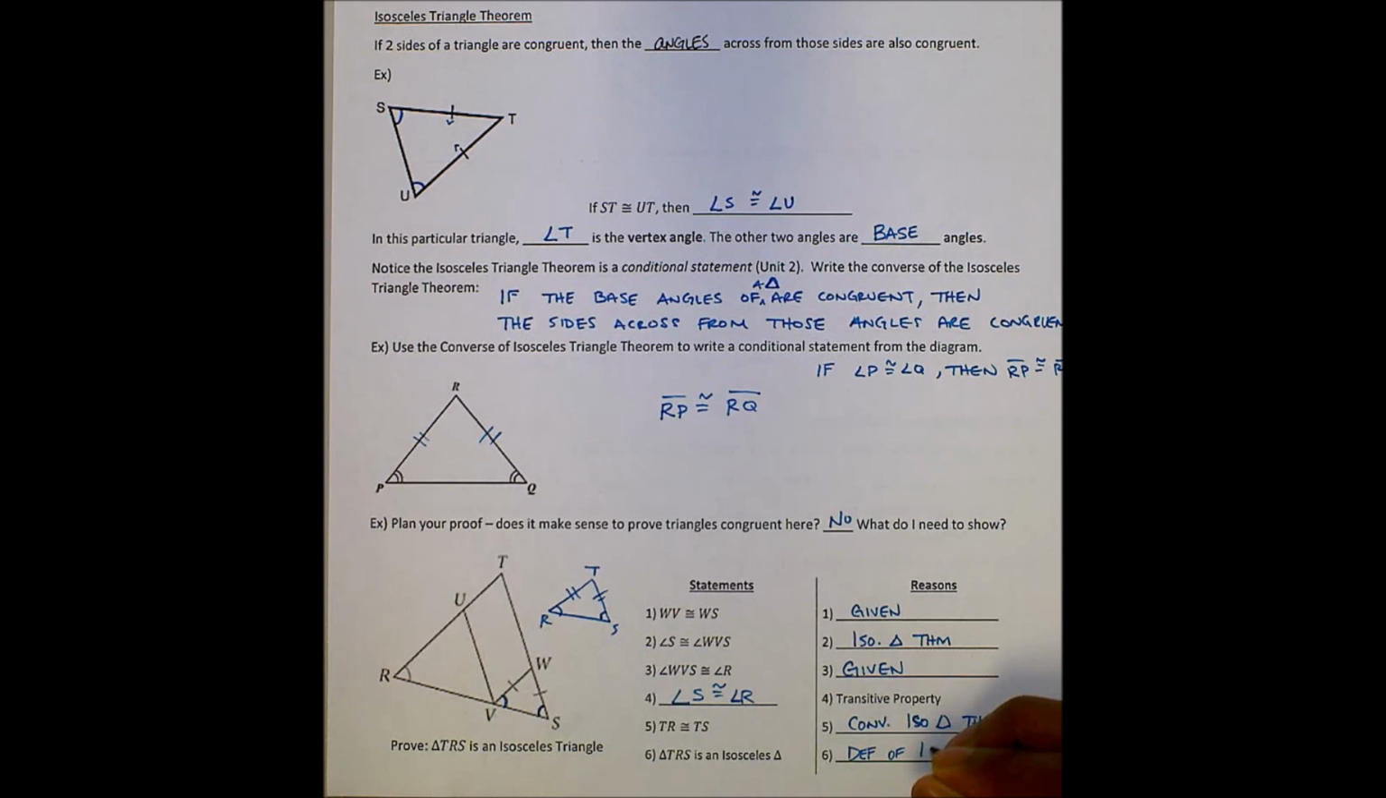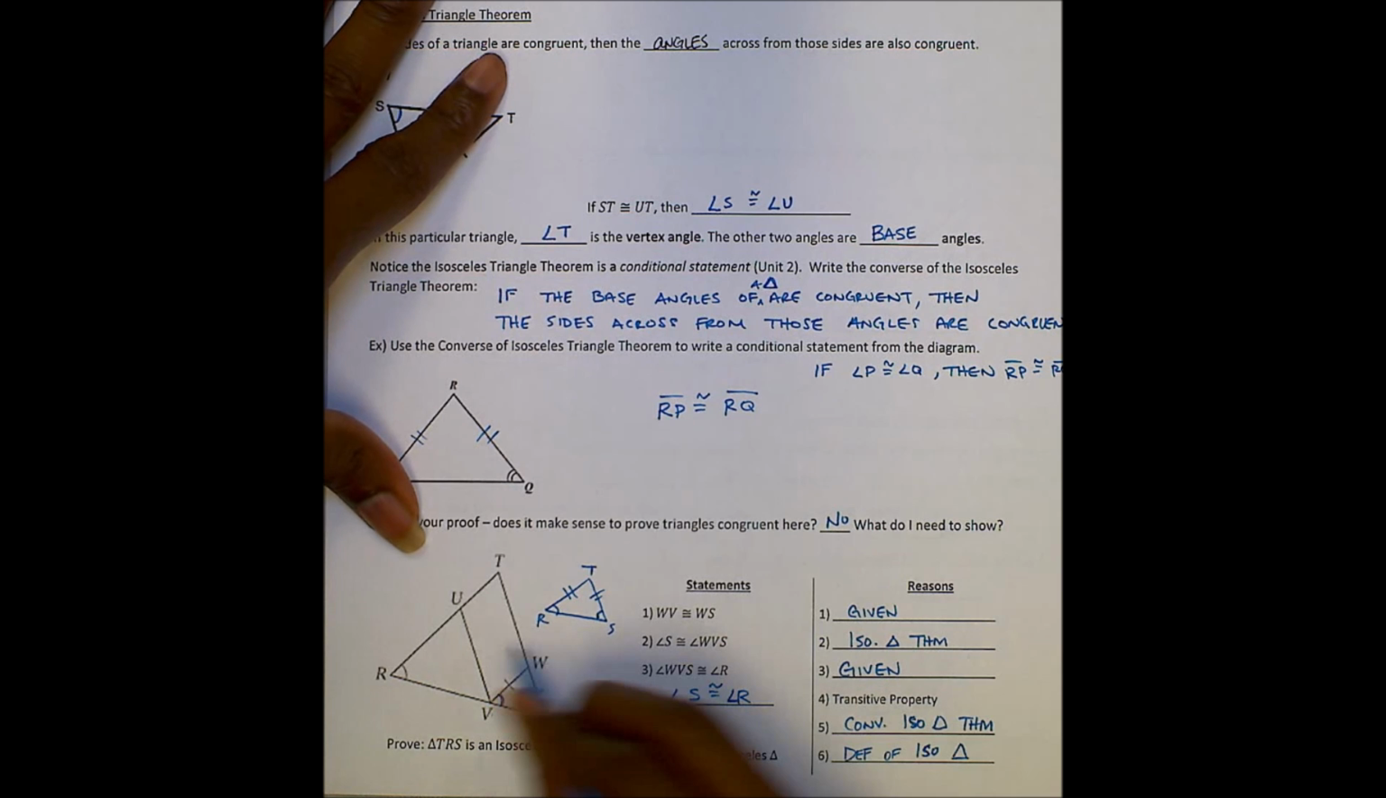And so now we can say triangle TRS is an isosceles triangle based off of the definition of an isosceles triangle. Because we know an isosceles triangle has exactly two sides the same. And so we just proved that that was the case.